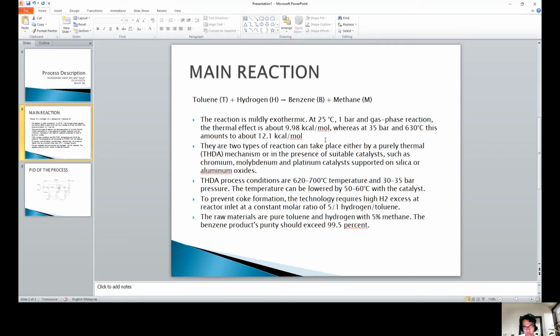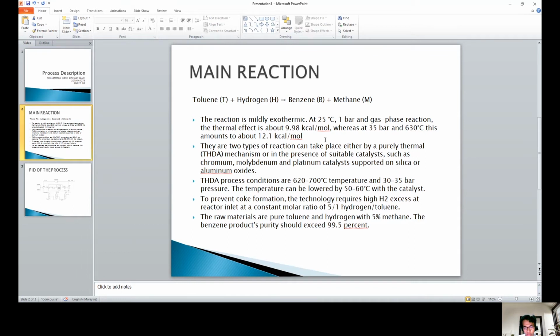The thermal effect is about 9.98 kilocalorie per mole, where at 35 bar and 630 degrees Celsius, this amount is about 12.1 kilocalorie per mole. There are two types of reaction that can take place. First is the purely thermal THDA mechanism, or second is the presence of switchable catalysts such as chromium, molybdenum, and platinum.